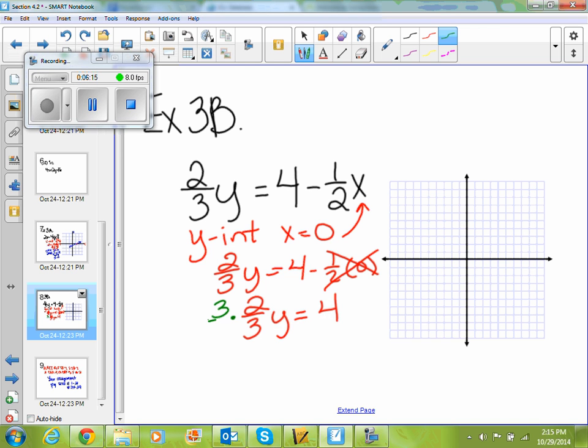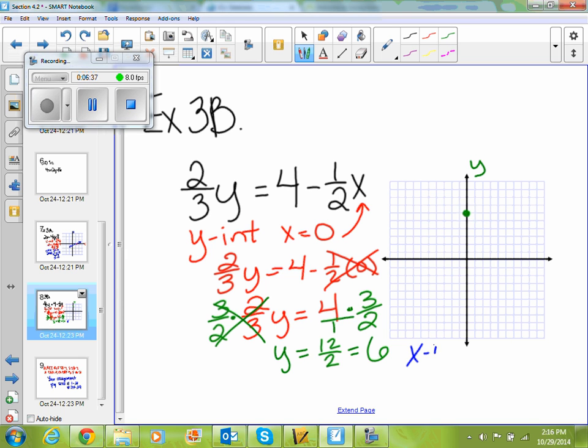Then we multiply by the reciprocal. Remember with fractions, we multiply by the reciprocal, and put the 4 over 1. So those cancel, and we get 12 over 2, which equals 6. My y-intercept is at positive 6. On my y-axis, I'm going to go up to positive 6.